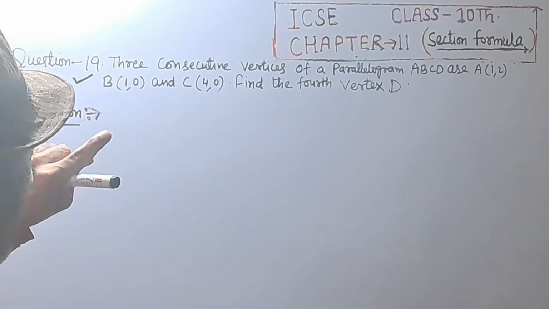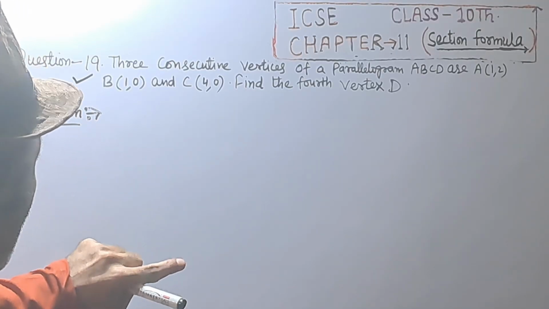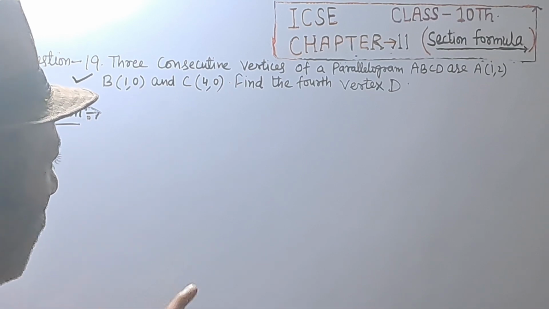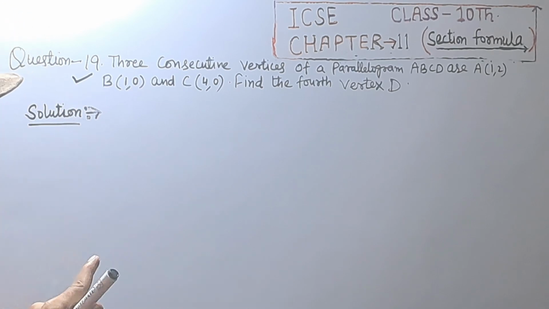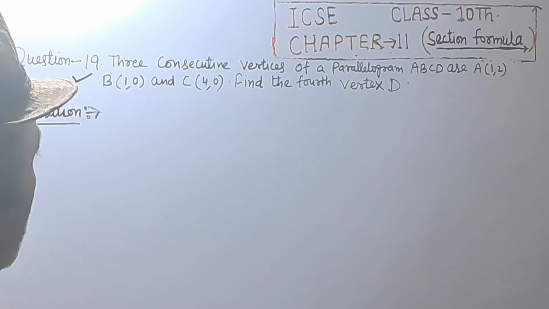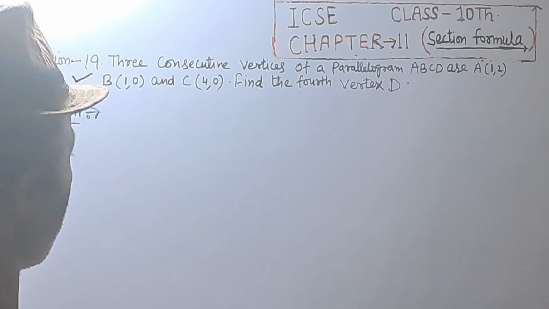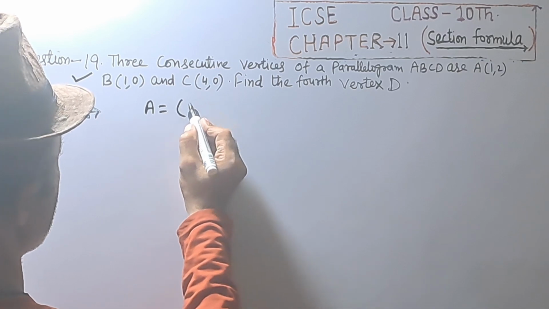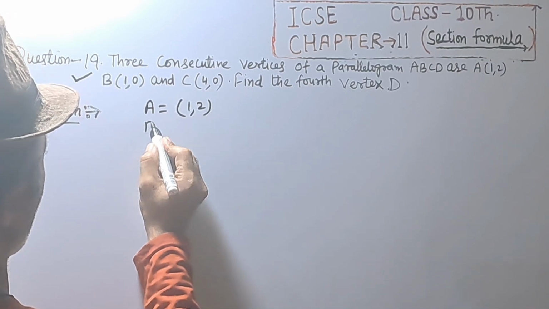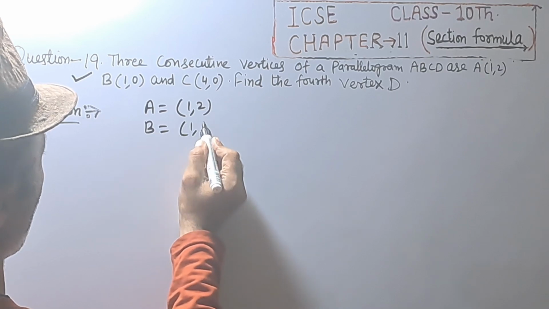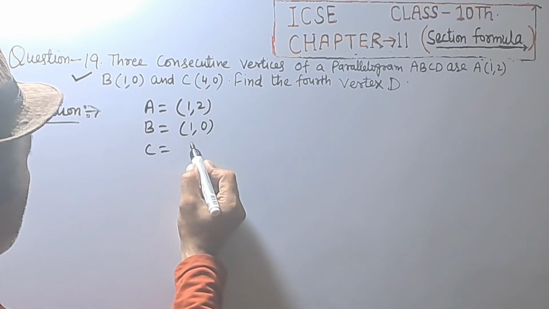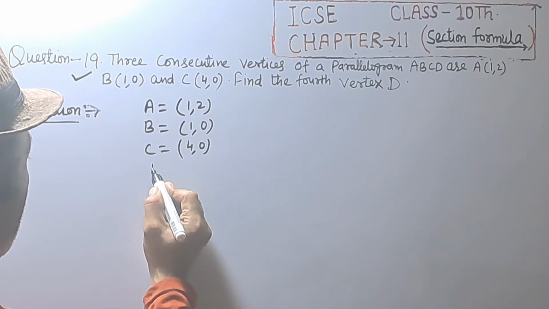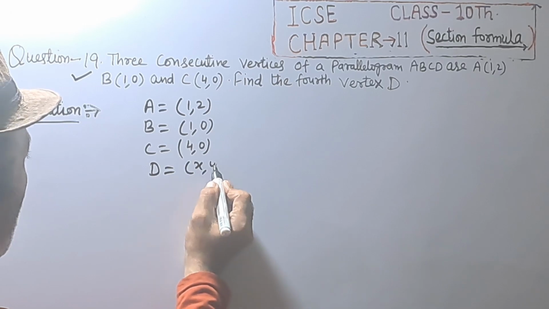Question number 19. Three consecutive vertices of a parallelogram ABCD are A (1, 2), B (1, 0) and C (4, 0). Find the fourth vertex. A is equal to (1, 2) and B is equal to (1, 0). C is equal to (4, 0) and the fourth vertex D is equal to (x, y).